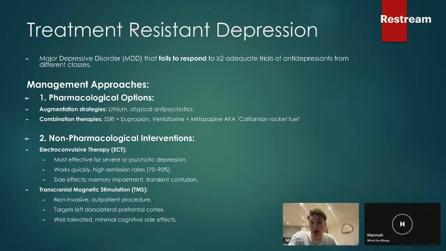For TMS, so transcranial magnetic stimulation, this is a non-invasive outpatient procedure. The patient would wear kind of a metal helmet with a magnet inside, and it can cause changes to brain activity patterns. The patient would come for 5 days a week for around 4 to 6 weeks. Each session would last 30 minutes, and the patient can be awake. There's no anesthesia needed, unlike for ECT, where they do have to receive some anesthesia. TMS targets the left dorsolateral prefrontal cortex. It's usually very well tolerated with minimal cognitive side effects.